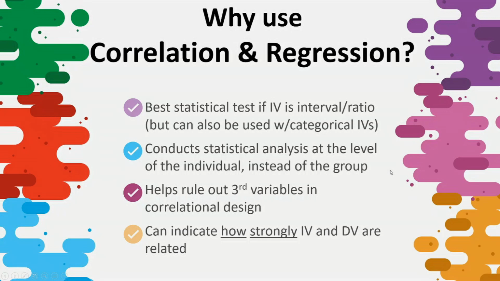It conducts statistical analysis at the level of the individual instead of the group. So we're not going to add everything up and take an average of them. We're actually using each and every data point. You can also design it to where you can rule out a third variable, which is pretty awesome. And what's even greater about the correlation is that it can tell you how strongly the IV and DV are related. We learn a lot about the relationship between the two when we run a correlation and regression, and this is what I like about it.